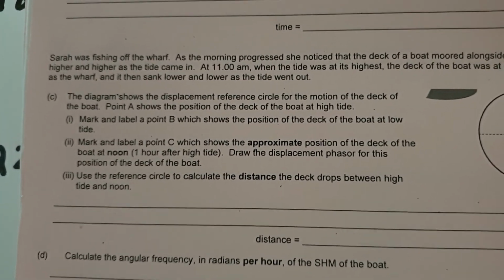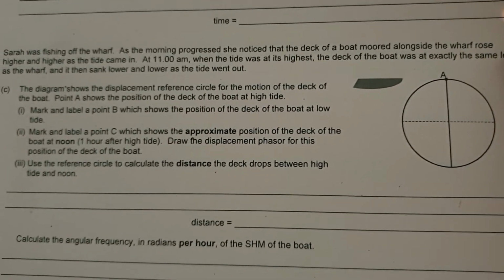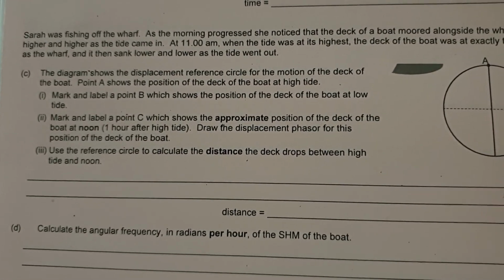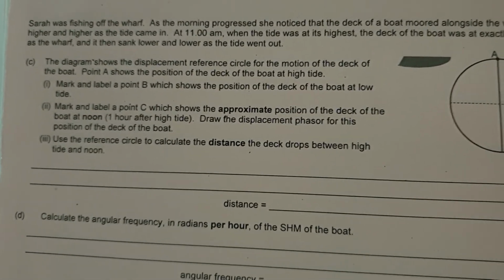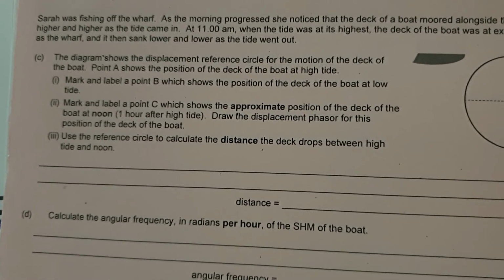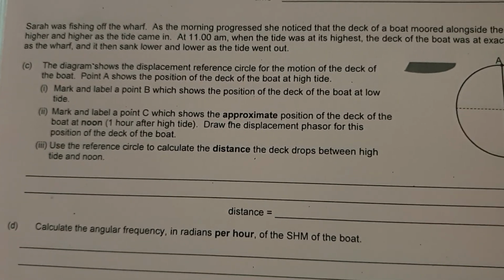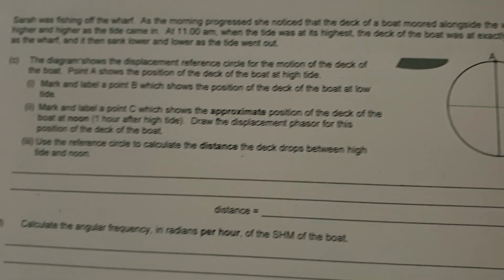And then the next part is here. So Sarah was fishing off the wharf. As the morning progressed, she noticed that the deck of the boat moored across the wharf rose higher and higher as the tide came in. At 11 o'clock, when the tide was the highest, the deck of the boat was exactly the same level as the wharf, and then it sank lower and lower as the tide went out. The diagram shows the displacement reference circle for the motion of the deck of the boat. Point A shows where the position of the deck was at high tide. So there's point A on the top.